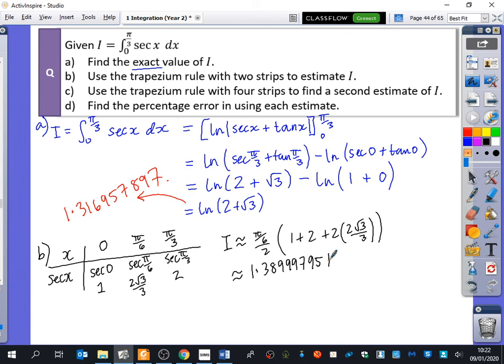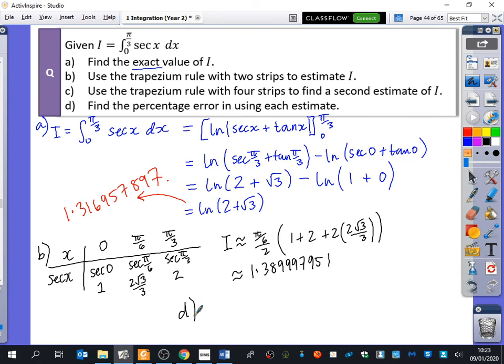I'm not sure if I can be bothered to do part C, which says to do the trapezium rule with 4 strips to find a second estimate of I. But what do you anticipate the answer to be? More accurate. So less than that, much closer to the one that I've written in red. But I will bother doing part D, which says find the percentage error in using each estimate. So we're imagining that the part C percentage error is going to be lower, but we'll do the percentage error.